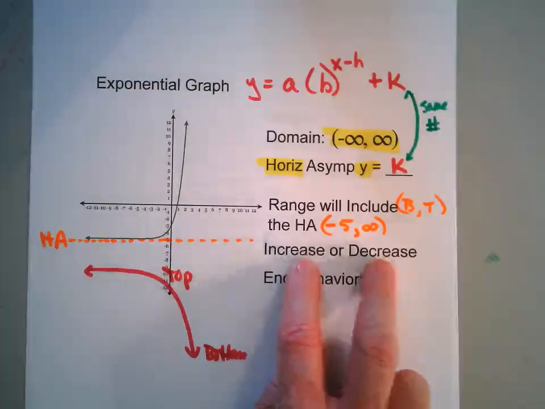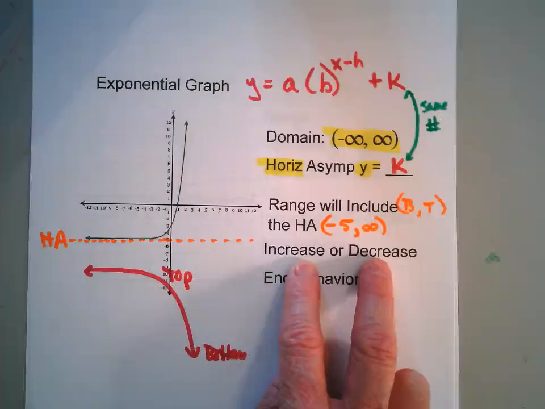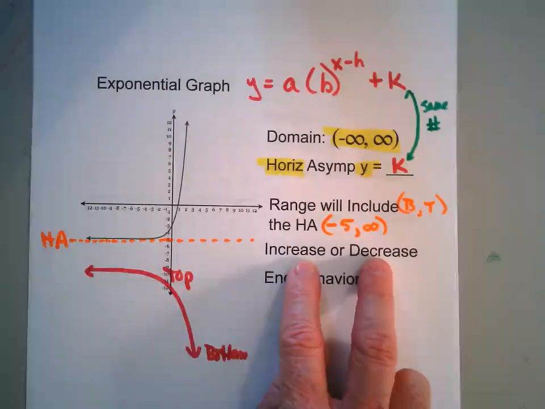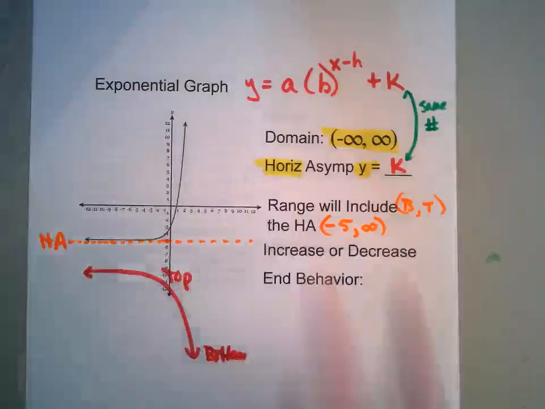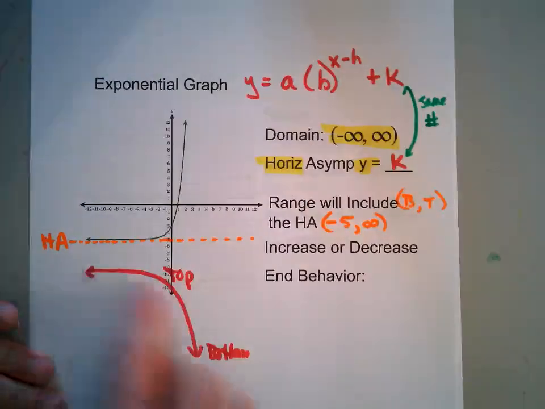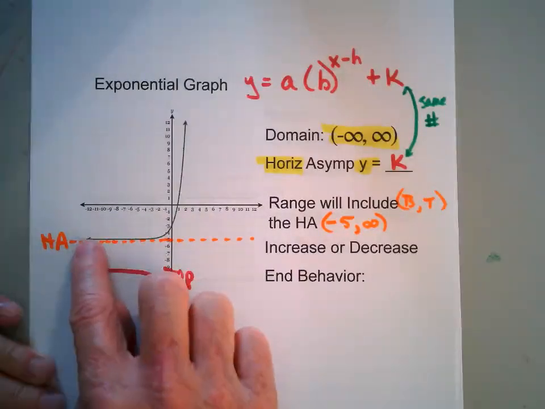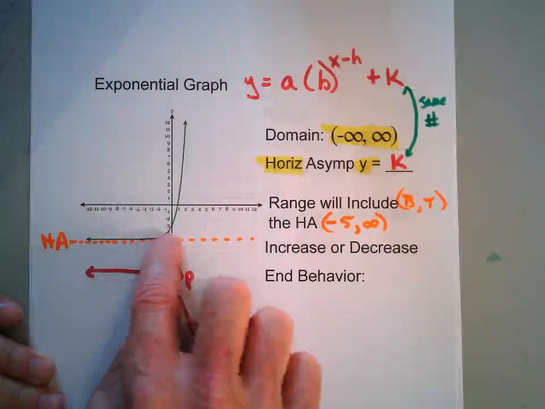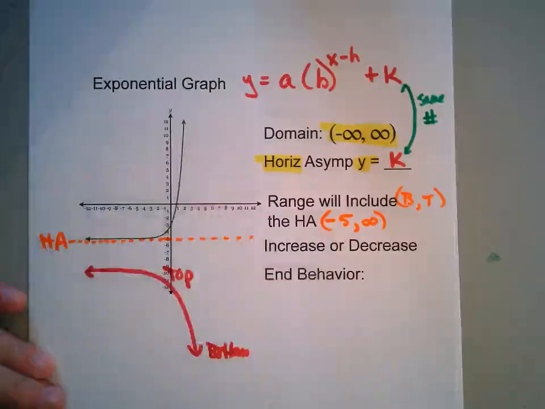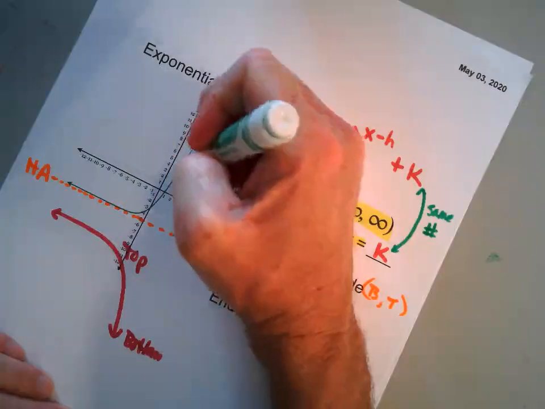The other questions it's going to ask are about increasing and decreasing. So it's going to say something like, as the domain gets bigger, is the graph increasing or is it decreasing? You've got to look at the graph and go, well, as I go to the right, this graph is increasing. It's going up. I'm going to turn this so I can write. This is increasing.